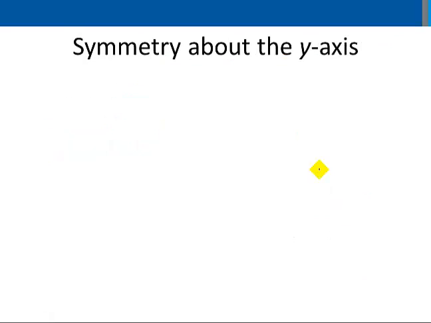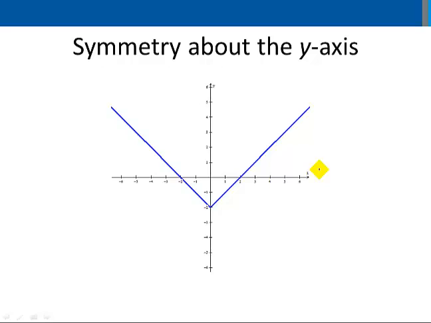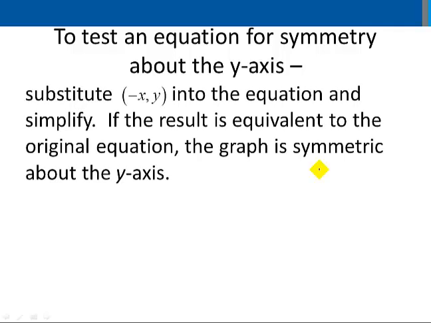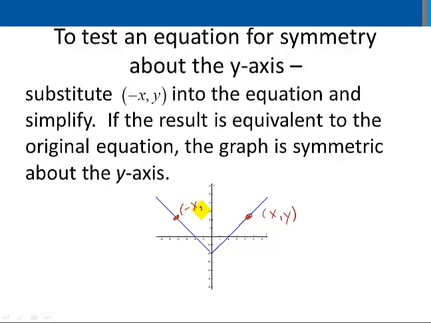A graph that is symmetric about the y-axis will look the same when reflected about the y-axis. To test an equation for symmetry about the y-axis, substitute negative x, y into the equation and simplify. If the result is equivalent to the original equation, the graph is symmetric about the y-axis, as we have here. On this graph that is symmetric about the y-axis, note that anytime the point x, y appears on the graph, the point negative x, y must also be on the graph.